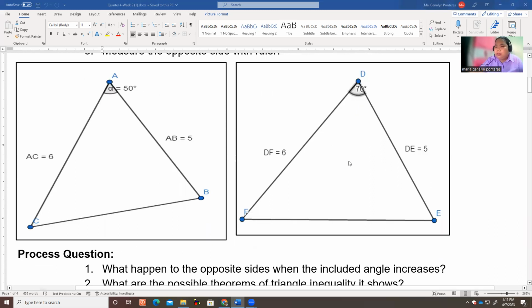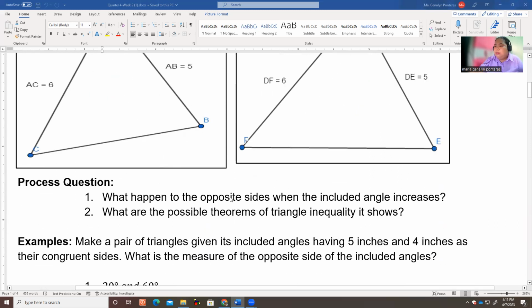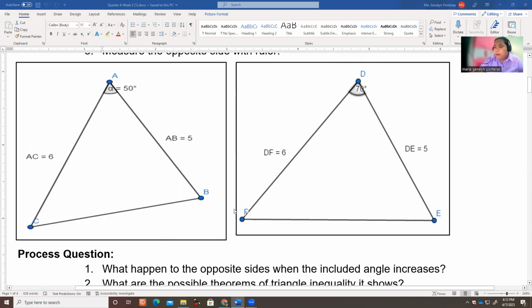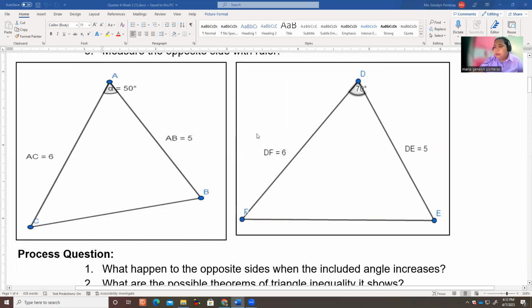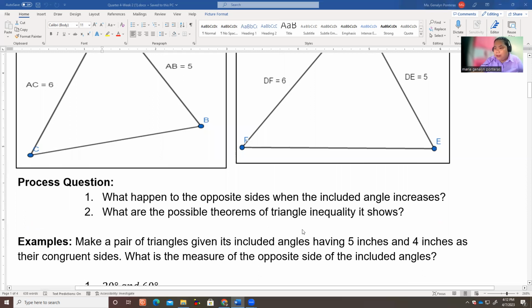So in our question, what happened to the opposite side of the increased angle? It increases. Because you can see, like what I did in a tutorial, the third side, FE, increased. So CB is now less than FE. Since angle A is less than angle B, it implies that side CB is less than side FE.